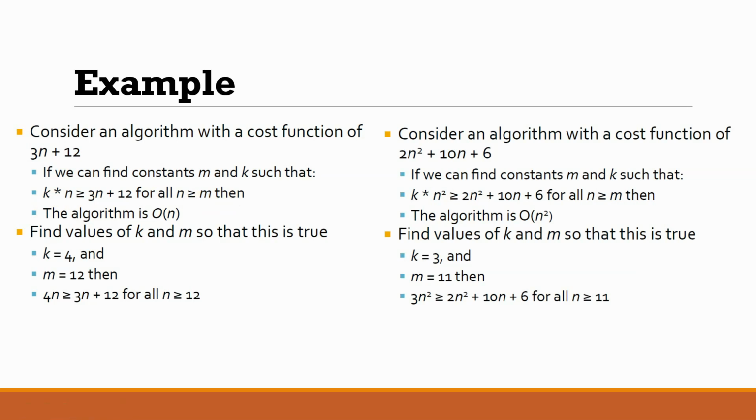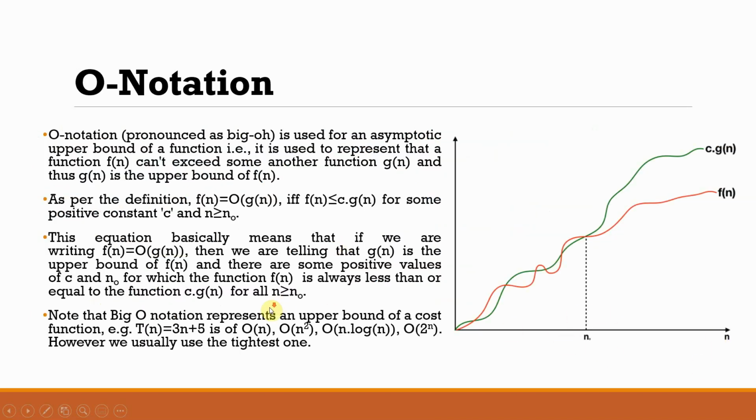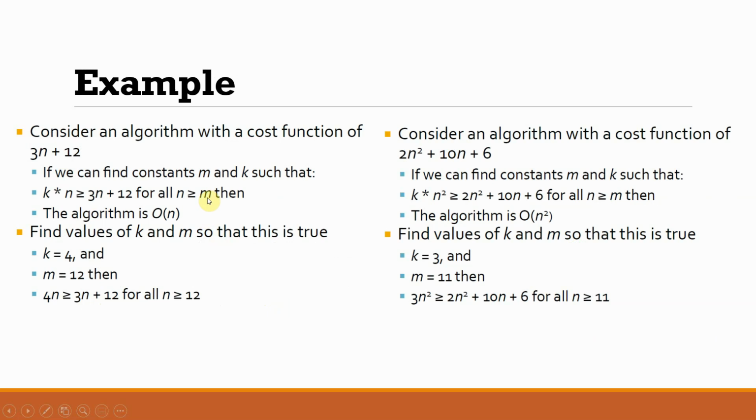So we know that if this is 3n plus 12, then 4n is going to be 3n plus n, right? So the 3n's are going to cancel. We know that for all n's bigger than or equal to 12, 4n is going to be greater than or equal to 3n plus 12, right? So here we can find k to be 4, and this threshold value, which we showed as n sub 0 and here is shown as m, can be 12.